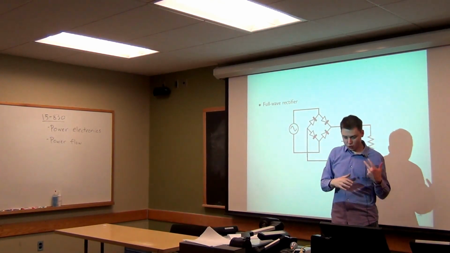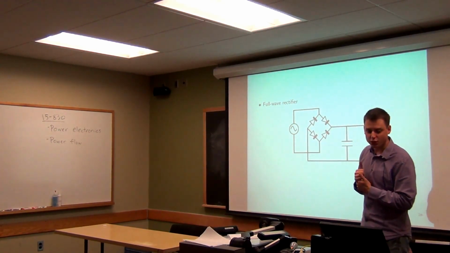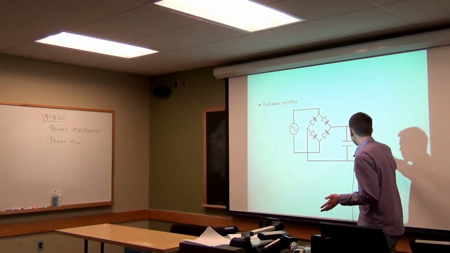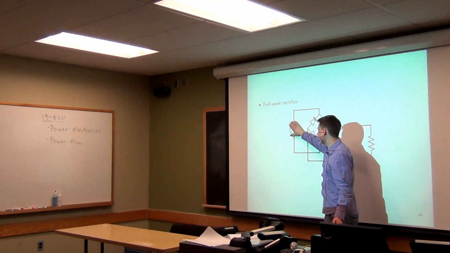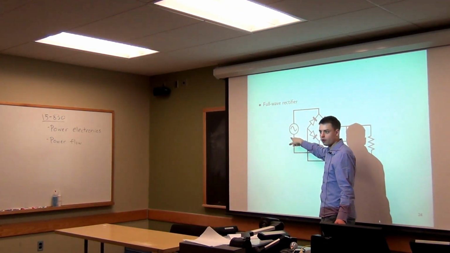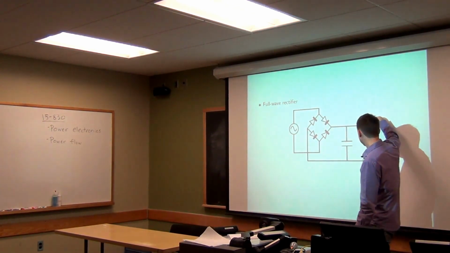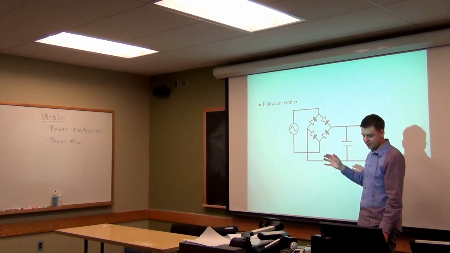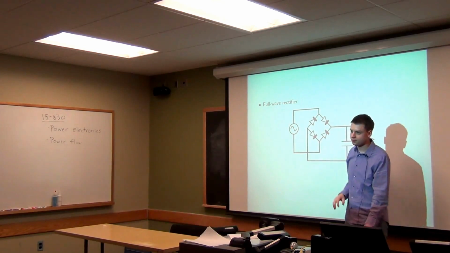So the way these diodes are set up actually allows current to flow regardless of which voltage here is higher or lower. Current will always flow this way through the resistor. And to get this, you need these 4 diodes set up here.